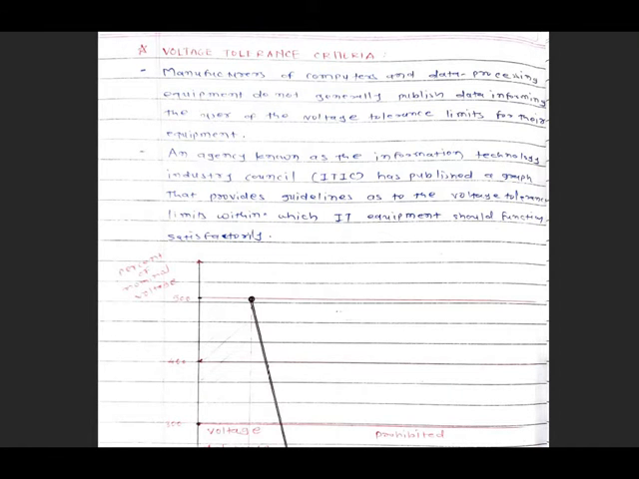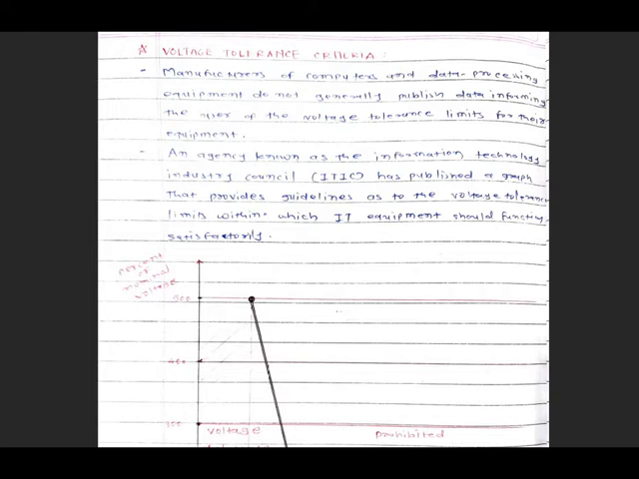Now, voltage tolerance criteria. This question may be asked for 7 marks in GTU. It was asked many times in previous GTU examinations. First of all, manufacturers of computers and data processing equipment do not generally publish data informing the user of the voltage tolerance limit for their equipment.